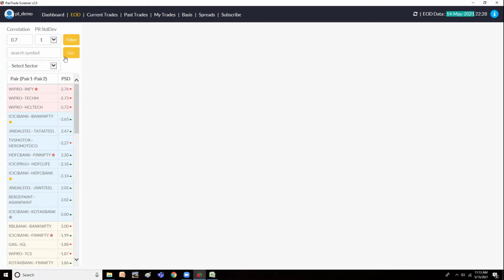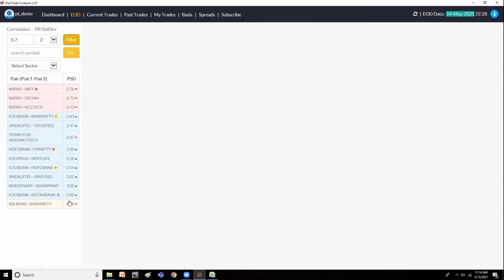In the EOD section, we have a left panel where all kinds of filters are available, like correlation. Anything which is above 0.7 correlation only is displayed here, with anything which is above 1 standard deviation only being considered. Suppose you are going to enter only 3 standard deviation in 2.7, so I could just say 2 is the minimum. So only the pairs which are above 2 standard deviation are displayed. One will display all the pairs which are above 1 standard deviation.